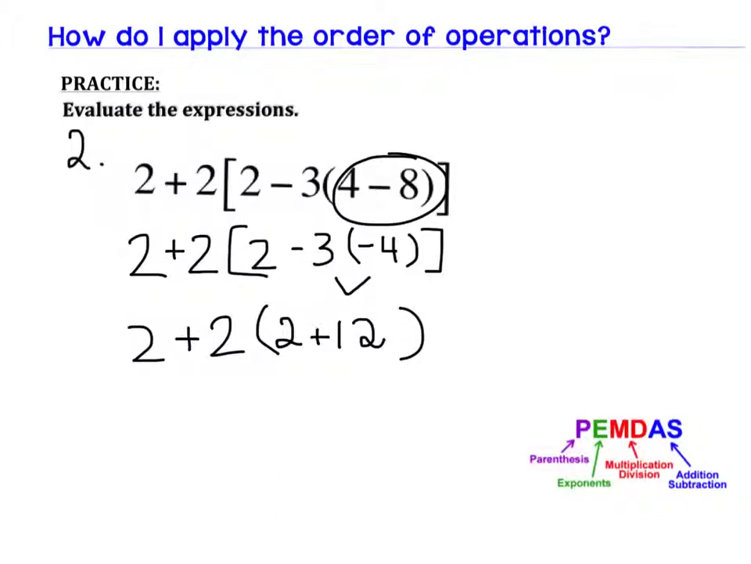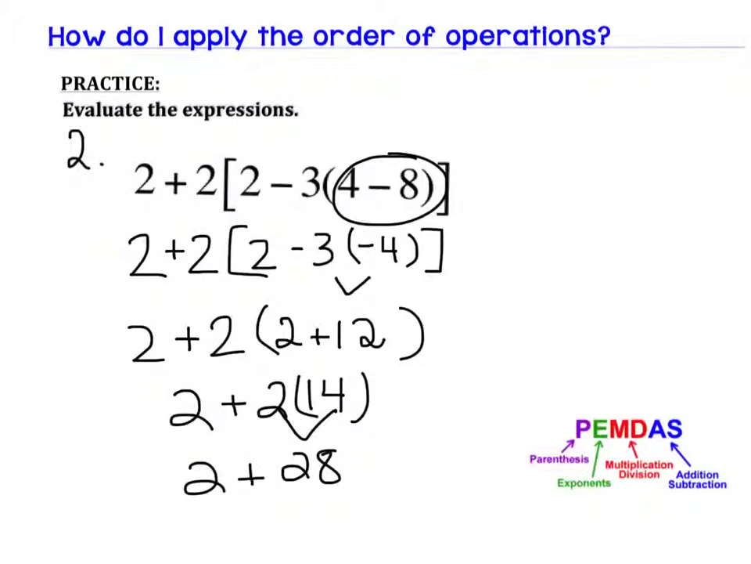All right. Still not done. 2 plus 12 is 14. All right, now I don't have any exponents, so do I have any multiplication or division within this problem? Well, yeah, 2 times 14, so I'm going to do that first, 28, plus 2, and that's going to give me a total of, now I can go from left to right, I got 2 plus 28, which is going to give me 30.